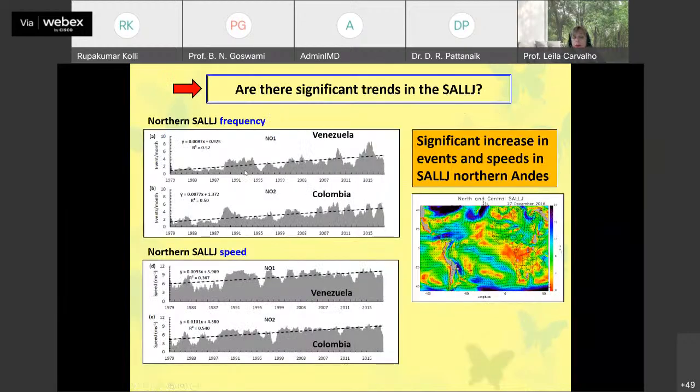But also important is that this jet seems to be intensifying over time. We see that they have been increasing in frequency over Venezuela, Colombia, and also in wind speed. As you can see in both cases here, those trends are statistically significant, which is also important in understanding the variability of the monsoon in recent years.